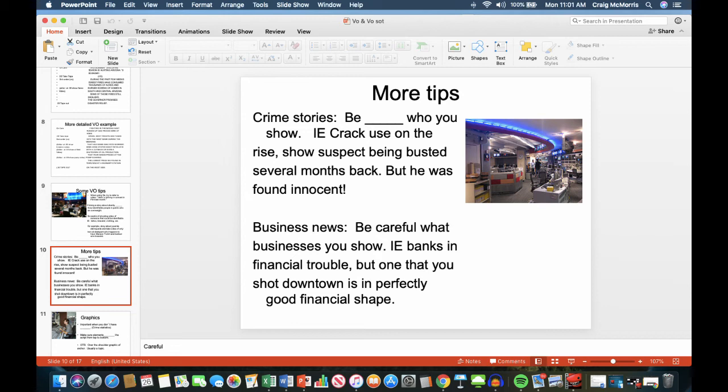For example, crime stories. Be careful who you show. For example, you're doing a story about crack use on the rise and you show a suspect being busted several months back, but he was found innocent. You can't show that video. For business news, be careful what businesses you show. For example, banks in financial trouble, but the one that you shot downtown is in perfectly good financial shape.